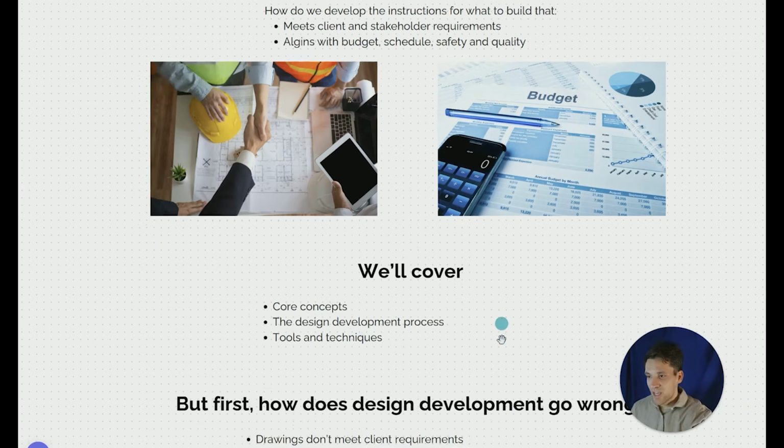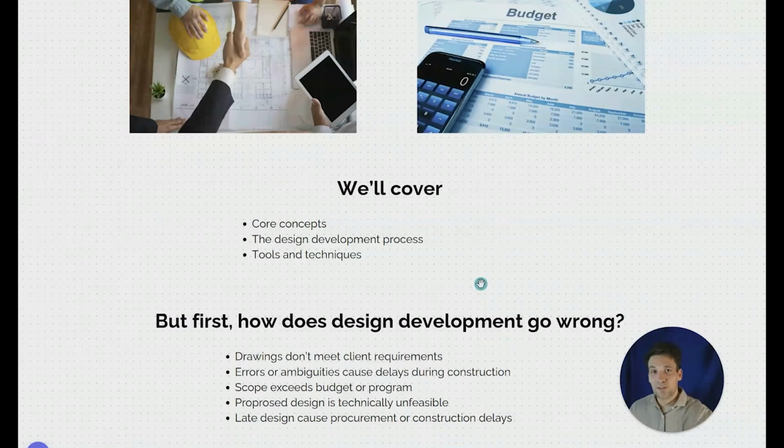But first, to shape our entire framework of how we think about the design development process, let's talk about how design development can go wrong. So the first thing is that the drawings we develop don't meet the client requirements. We develop a set of drawings, but they miss important electrical requirements and certificate of occupancy requirements, and then we can't hand over the project.